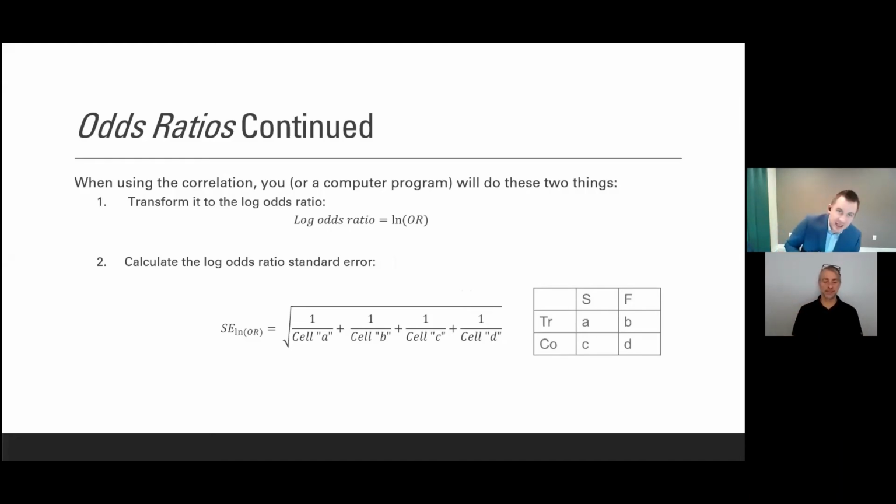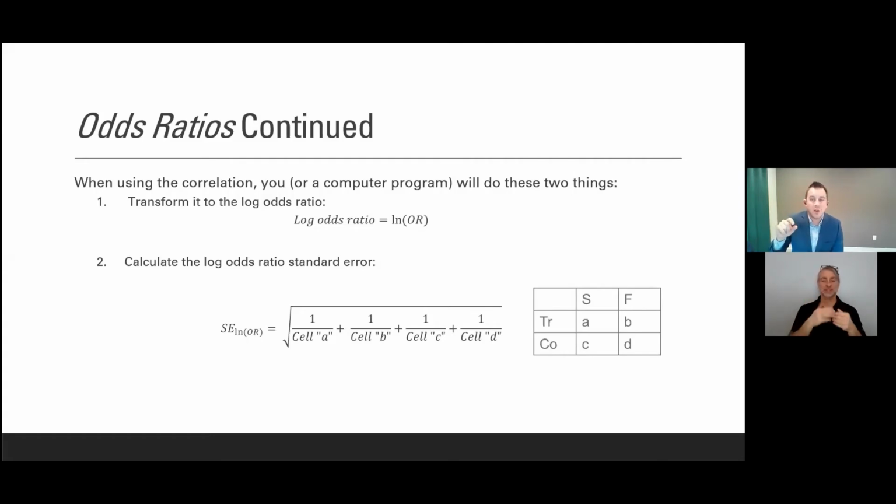So just like the last two effect sizes, we're going to calculate the odds ratio, and then we also need to calculate the standard error of the odds ratio. To do that, again, we need to transform the odds ratio into a slightly different value in order to calculate the standard error. And so to do that, we're going to take the log of the odds ratio. And then once we do that, the standard error of the log odds ratio is a very simple calculation.